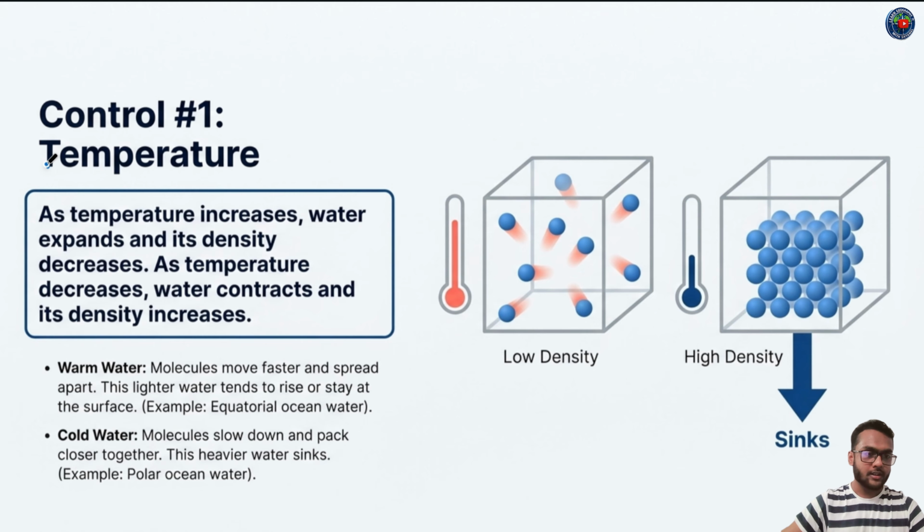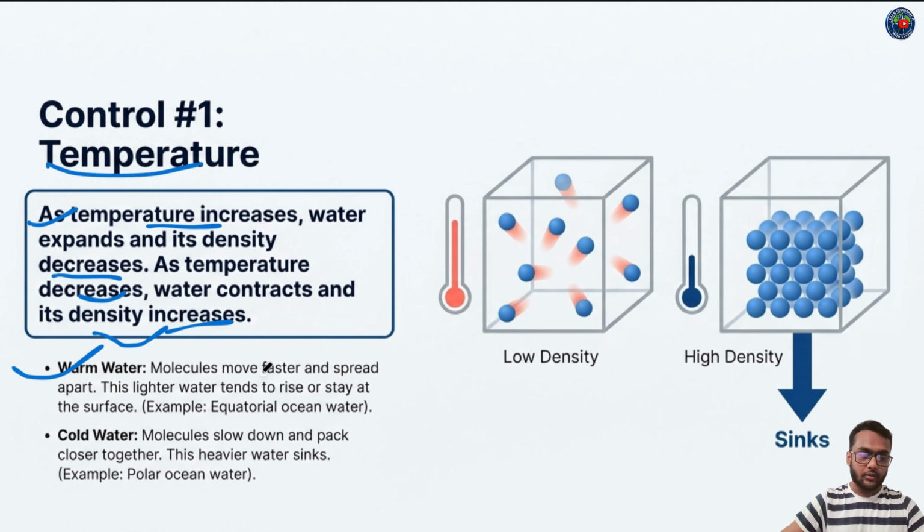Number one, temperature. As temperature increases, water expands and its density decreases. If the temperature increases, the density decreases. As temperature decreases, water contracts and its density increases. If temperature decreases, the density will increase.